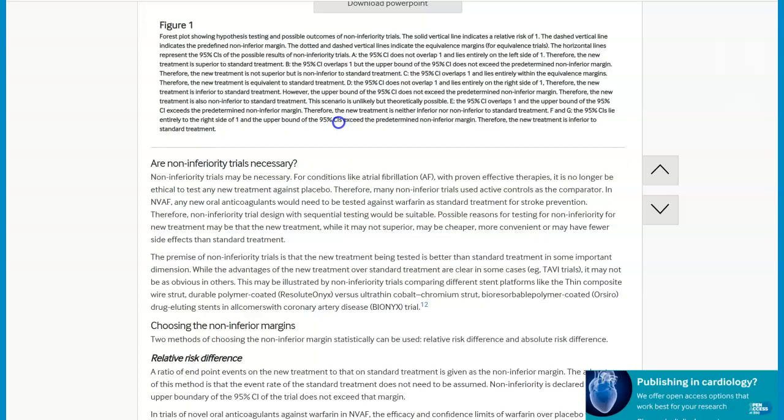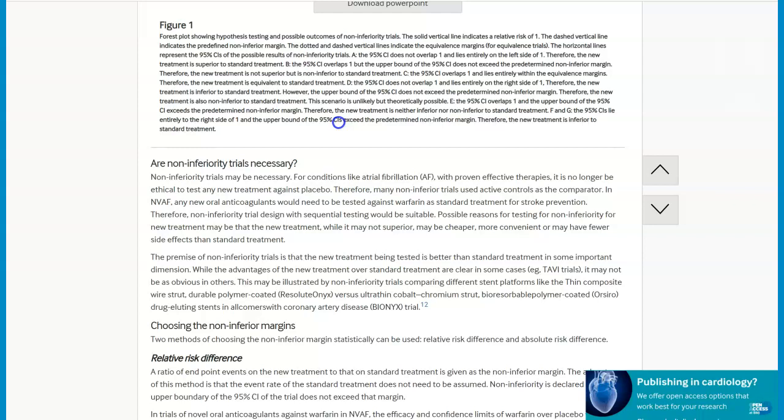But are non-inferiority trials necessary? For conditions like AFib with proven effective therapies, it is no longer ethical to test any new treatment against placebo. Many non-inferiority trials used active controls as the comparator. In NVAF, any new oral anticoagulants would need to be tested against warfarin as standard treatment for stroke prevention. Therefore, non-inferiority trial design with sequential testing would be suitable.